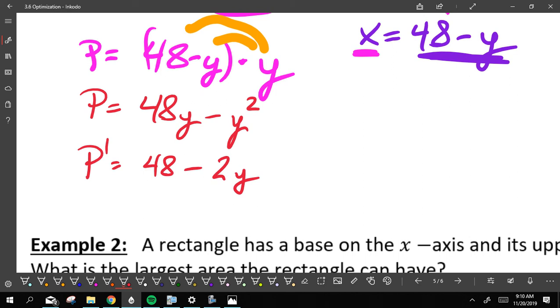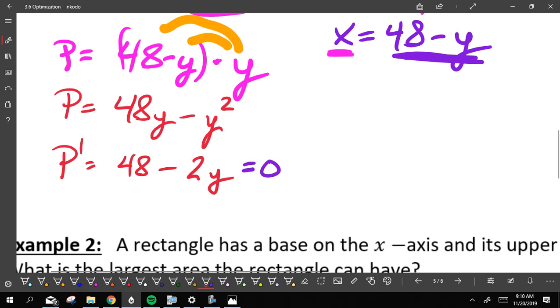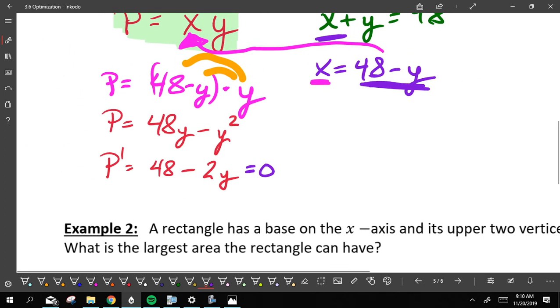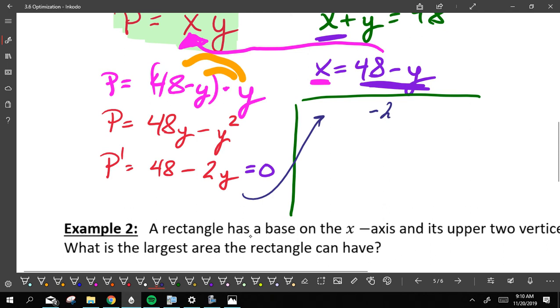Now I'm going to take that derivative and set it equal to 0. I'm running out of space, so let's move over here. Negative 2y equals negative 48. I subtracted the 48 over. I'm then going to divide by negative 2, divide by negative 2. What's my y going to be equal to? My y is 24. That is what my y should be.